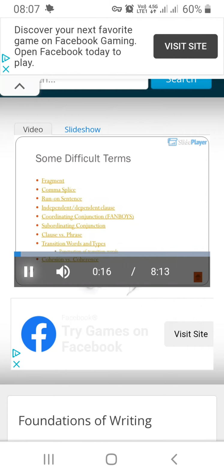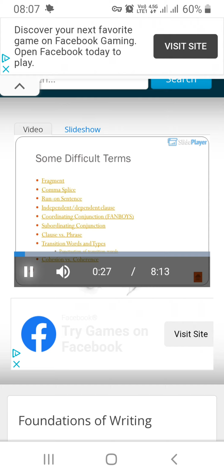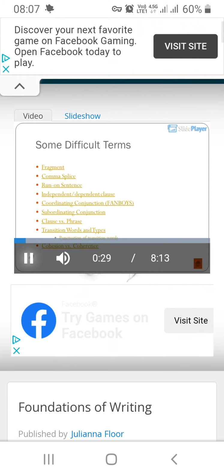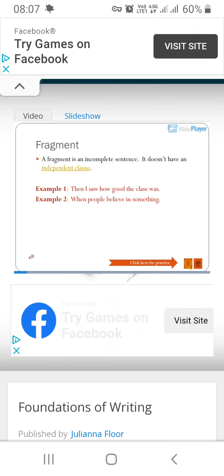Adverb clause. Coordinating conjunction, fanboys. Subordinating conjunction. Clause versus phrase. Transition words and types. Punctuation of transition words. Cohesion versus coherence, fragment.